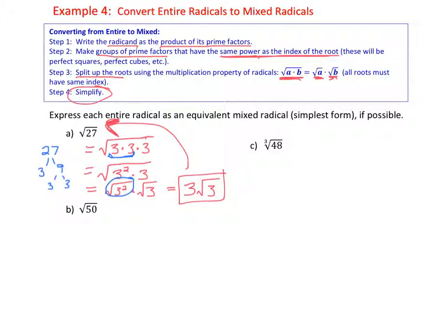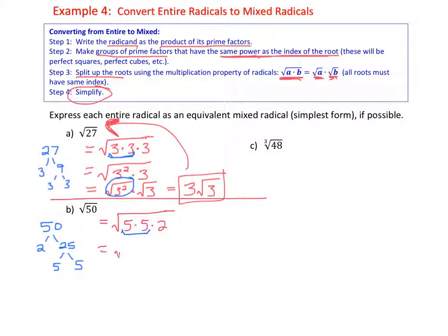Now, if we look at example B, we have the square root of 50, so we want to do a factor tree for 50. 50 breaks down into prime factors of 2 times 5 times 5. So if we write the square root of 50 as a product of its prime factors, we will have the square root of 5 times 5 times 2. Now I put the 5 times 5 first on purpose because that's my equivalent group of 2 that will make my perfect square. So 5 squared times 2 can be under the root sign. Break apart your roots, so you have the square root of 5 squared times the square root of 2.